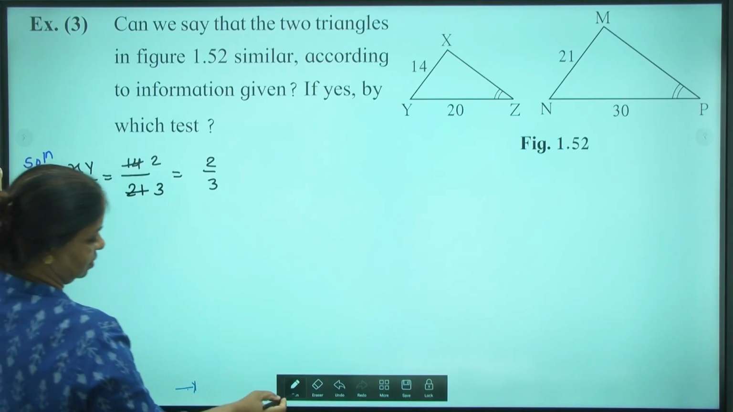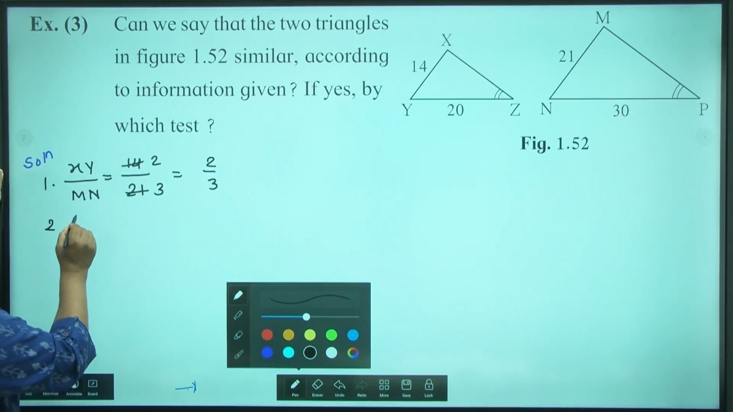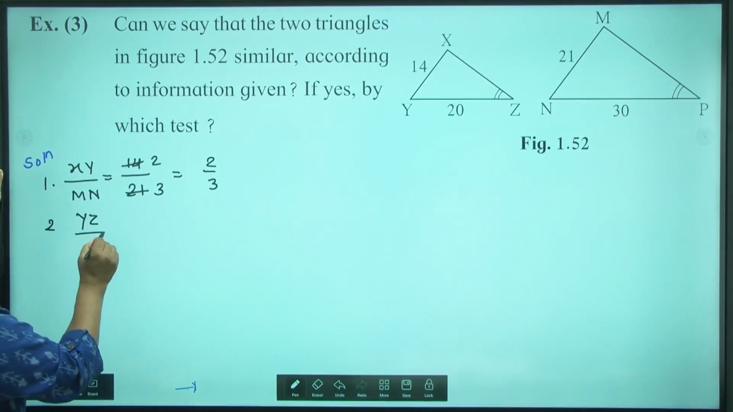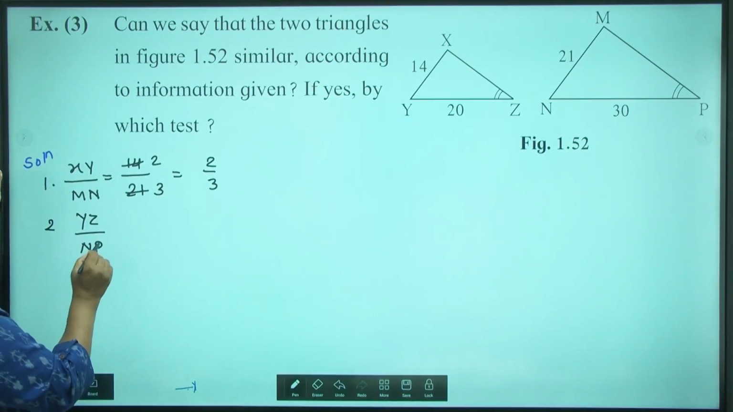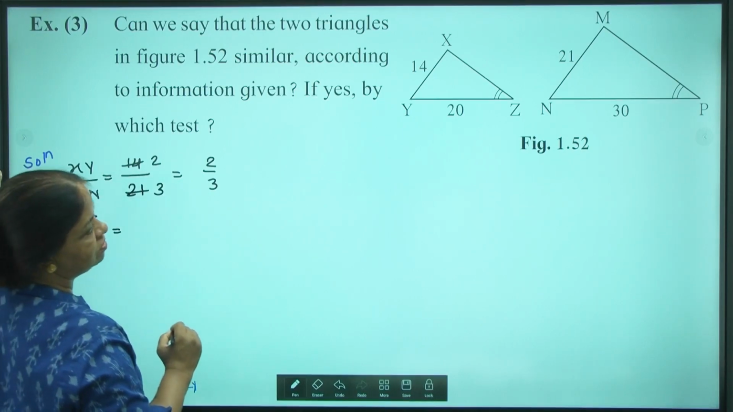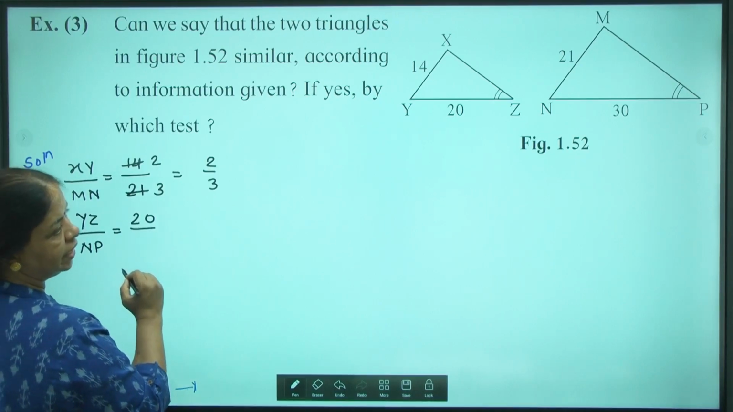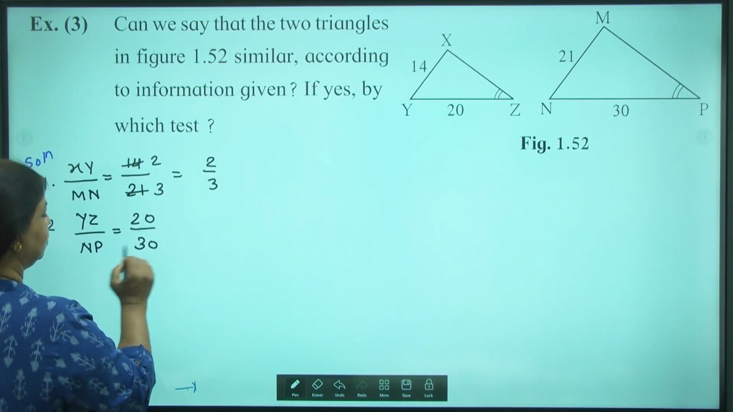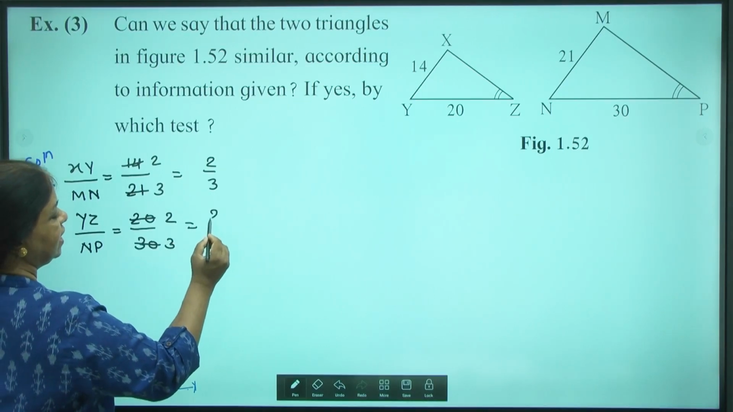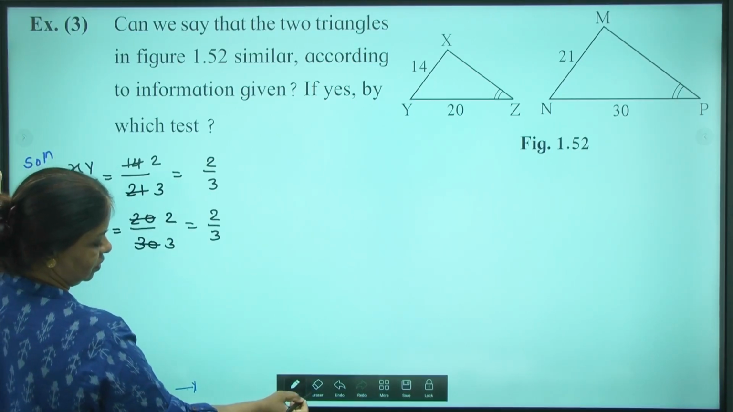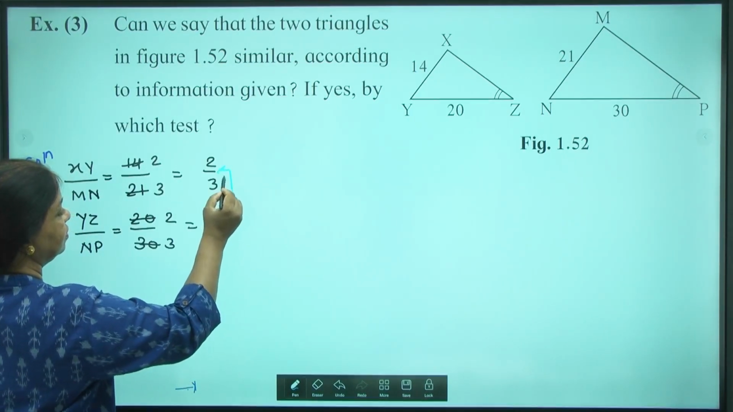Secondly, I am getting YZ upon NP. And how much is YZ? YZ is 20 and NP is 30. So 10 twos are 20 and 10 threes are 30. So we are again getting 2 upon 3. So both the ratios are equal, children.